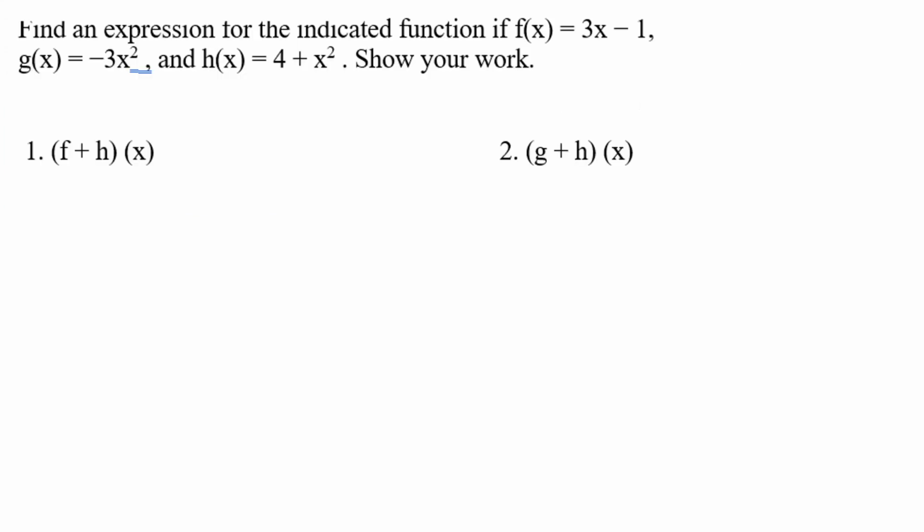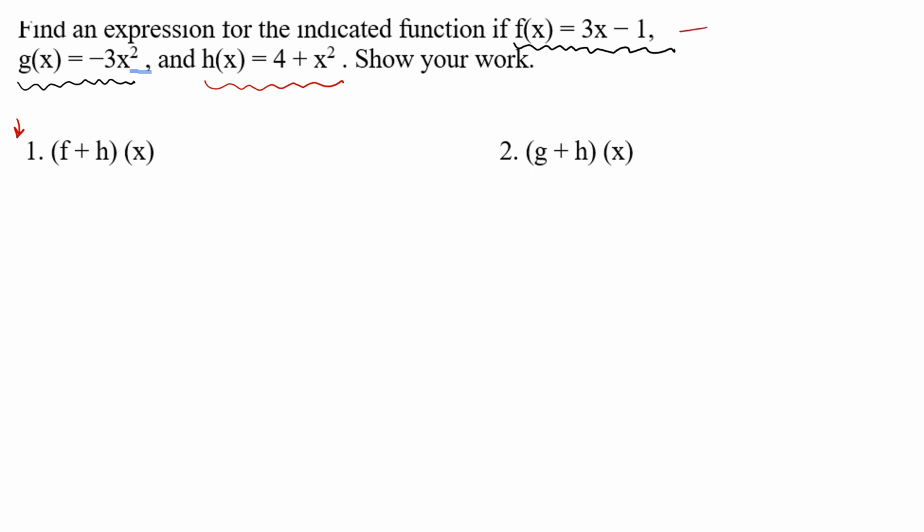Let's understand how we can process these things. One function is written as f of x equals 3x minus 1, another function named g of x is written as minus 3x square, and the last function h of x is written as 4 plus x square. Then perform the indicated operations and show your work. So look at question number 1. f plus h means add the f function and h function.